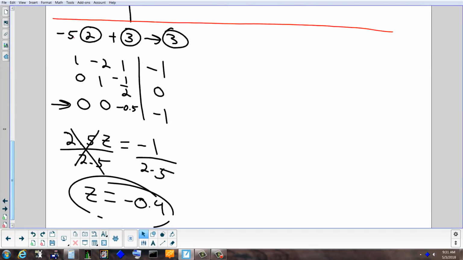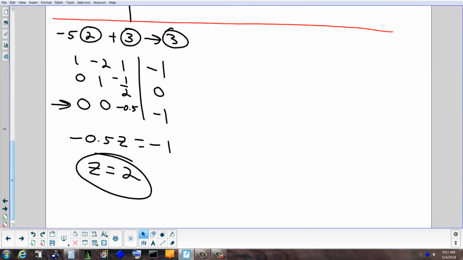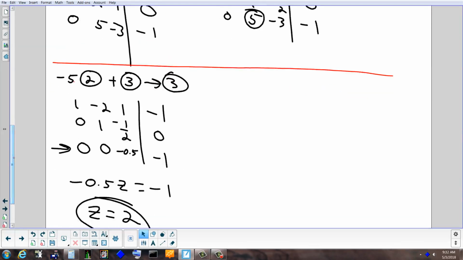So now, it's a good thing the mistake we made was at the very last step we just did. Otherwise, the mistake could have been way earlier. So now the last row says -0.5z equals negative 1. So z is 2. And that's what the book got. Now that we know z is 2, you work your way back up. What does the second row say as an equation?